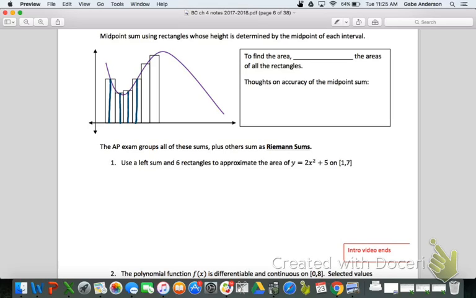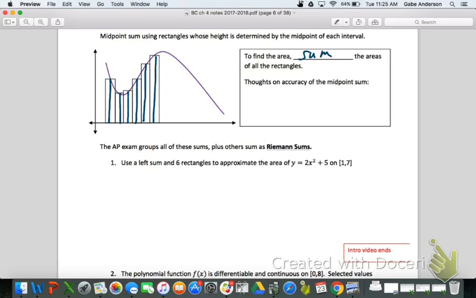That one's pretty good. You can see I'm using the height of the curve at the midpoint of the interval to determine the height of the rectangle. Again, not the left edge or the right edge, but the midpoint of the interval. Once again, to find the area, we are just going to sum up all the areas of those rectangles.